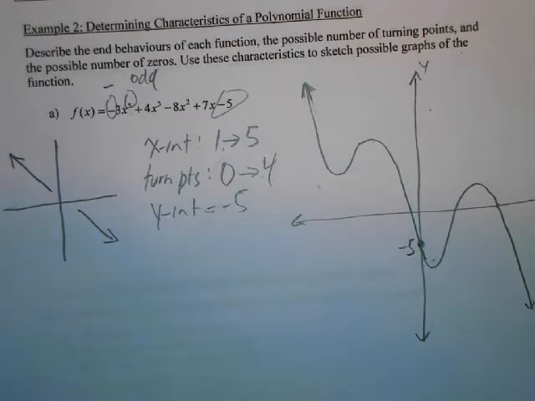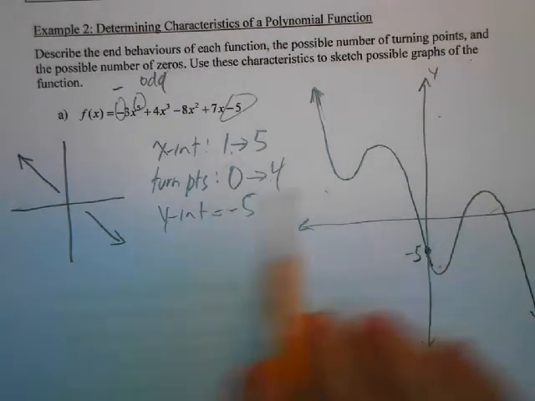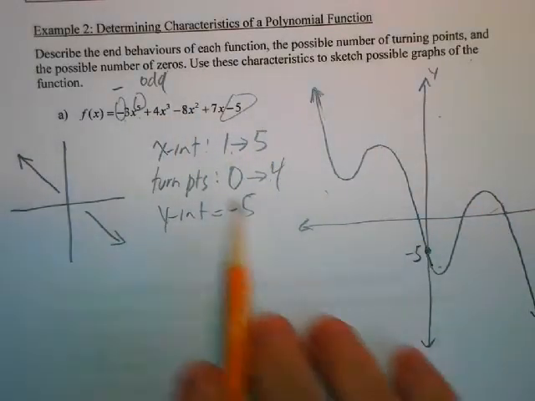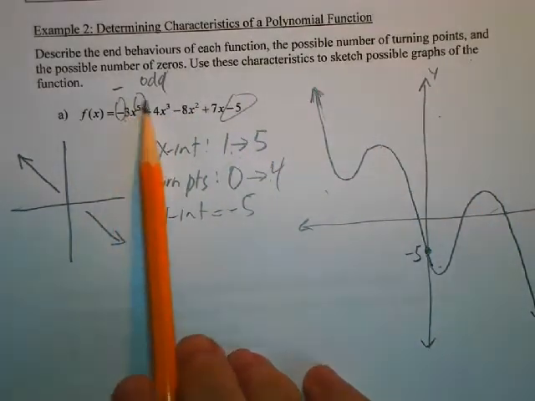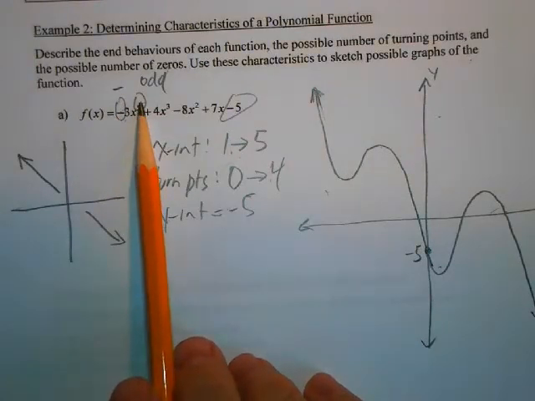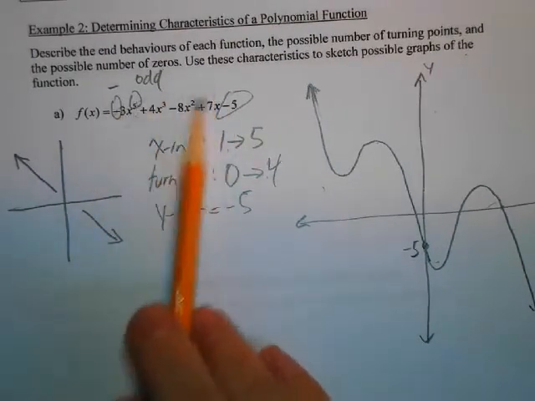You could come up with your own. You could have more or fewer x-intercepts. I guess you couldn't have more turning points, but you could have fewer turning points. So this is not the graph of this function, just to let you know. We're just coming up with sketches based on the three things we're looking at: the leading coefficient, the degree of the polynomial, and the y-intercept. We're not even really looking at the number in the middle part of this function.